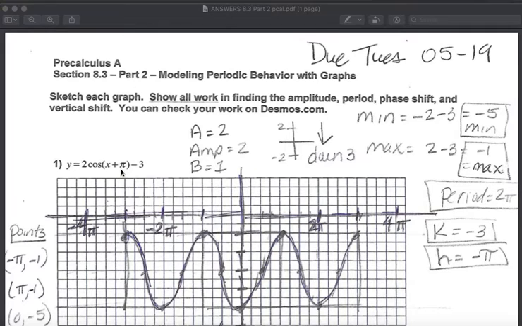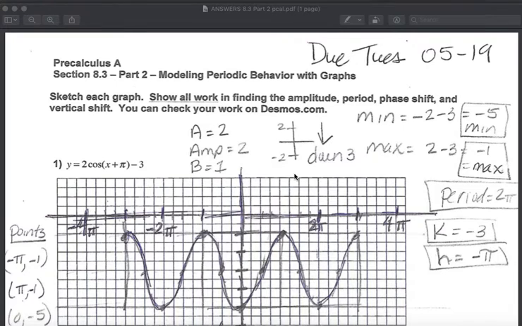H is understood to be negative pi here. And k is understood to be negative 3. So that means that everything here is going to be shifted down 3 units. If the amplitude is 2, normally the wave goes from negative 2 to positive 2. But since everything is shifted down 3 units, the maximum will now be 2 minus 3, or negative 1. And this minimum value of negative 2 will be shifted down to negative 5.